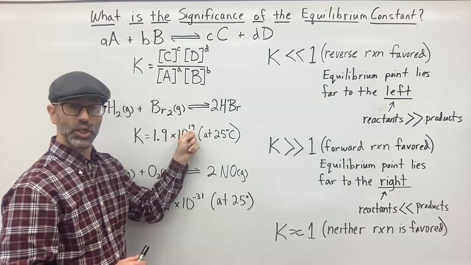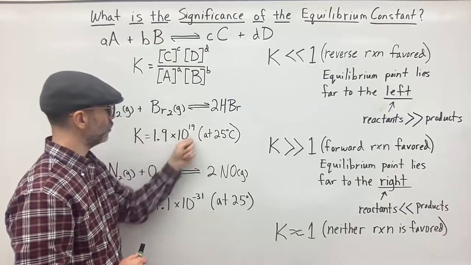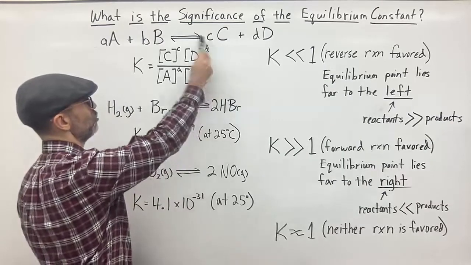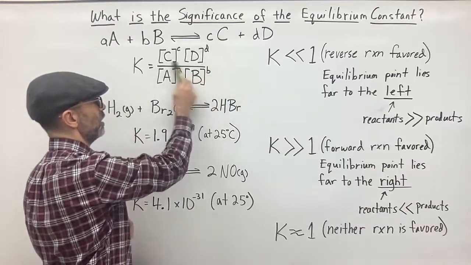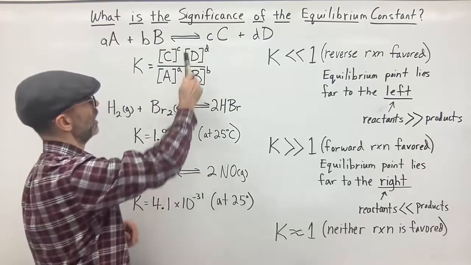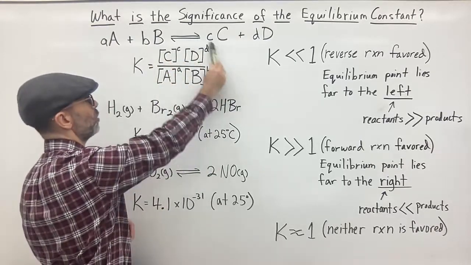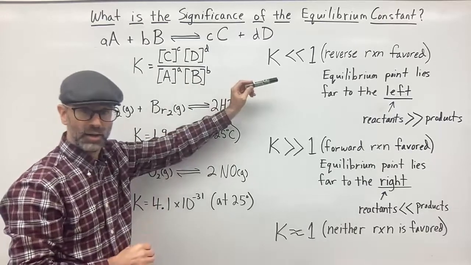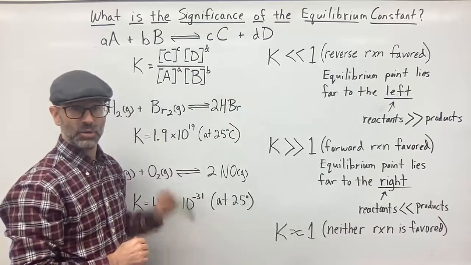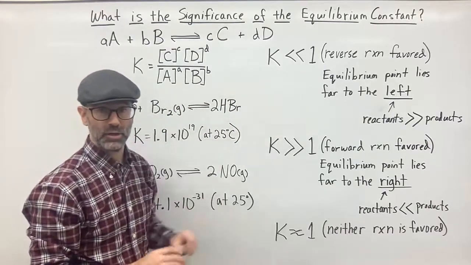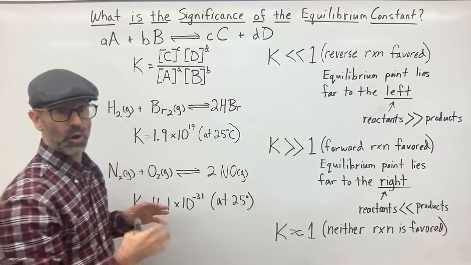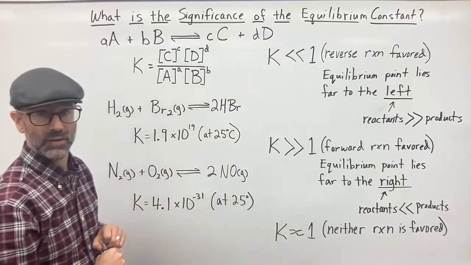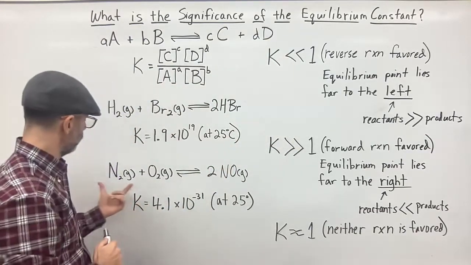Notice that this is a very large number. This K value is huge, meaning it's much, much greater than 1. So this means that the numerator is much, much bigger than the denominator. What does that tell us? That tells us that we have much more product at equilibrium than reactant. If we have more product than reactant at equilibrium, that means that the forward reaction is favored, right? So the equilibrium point lies far to the right, favoring the products on the right side of the equation.